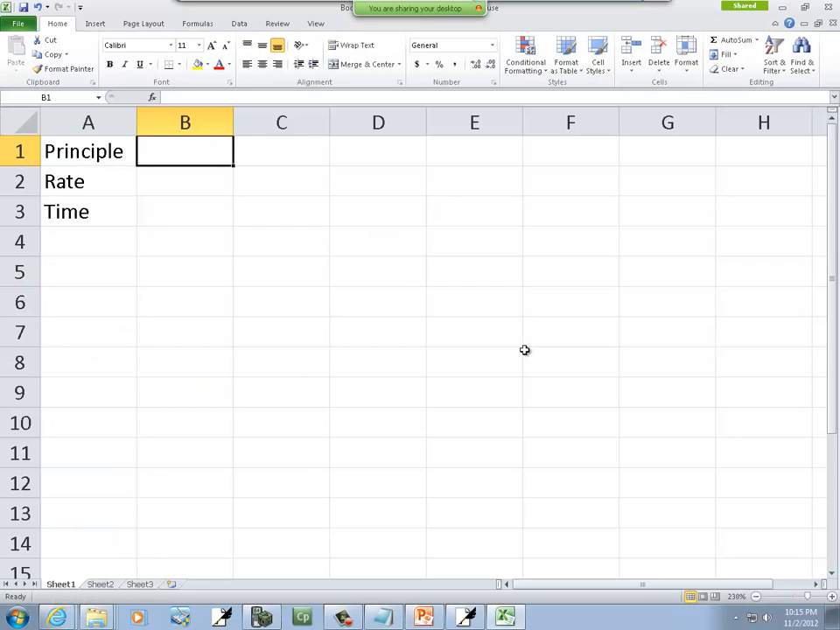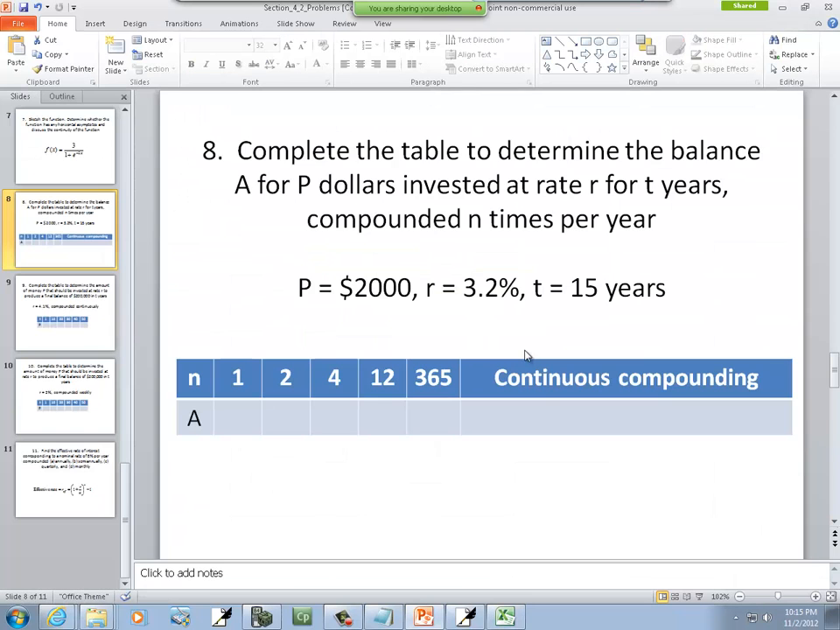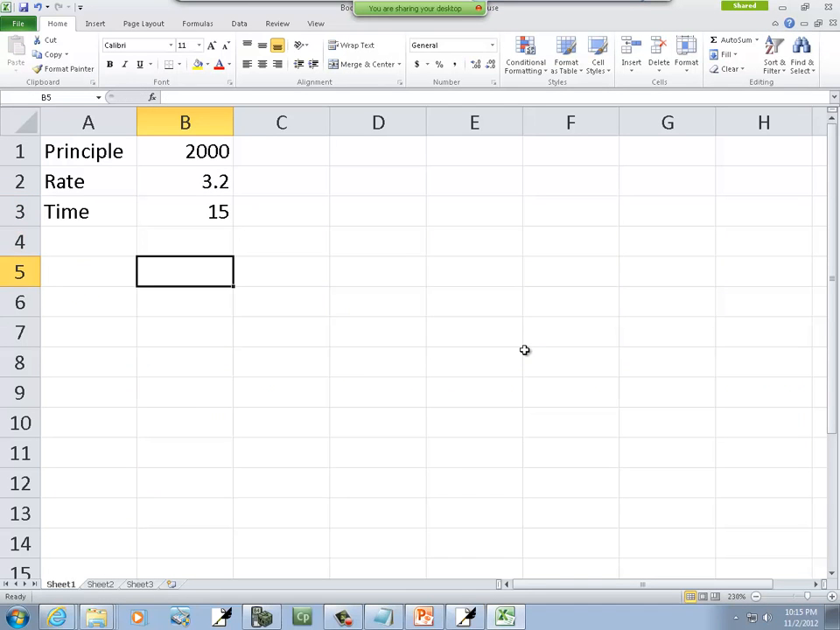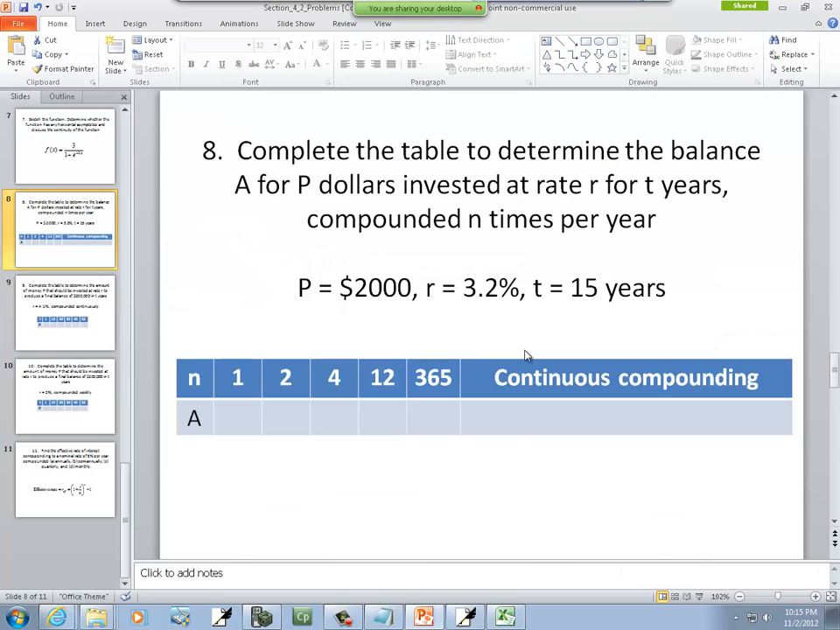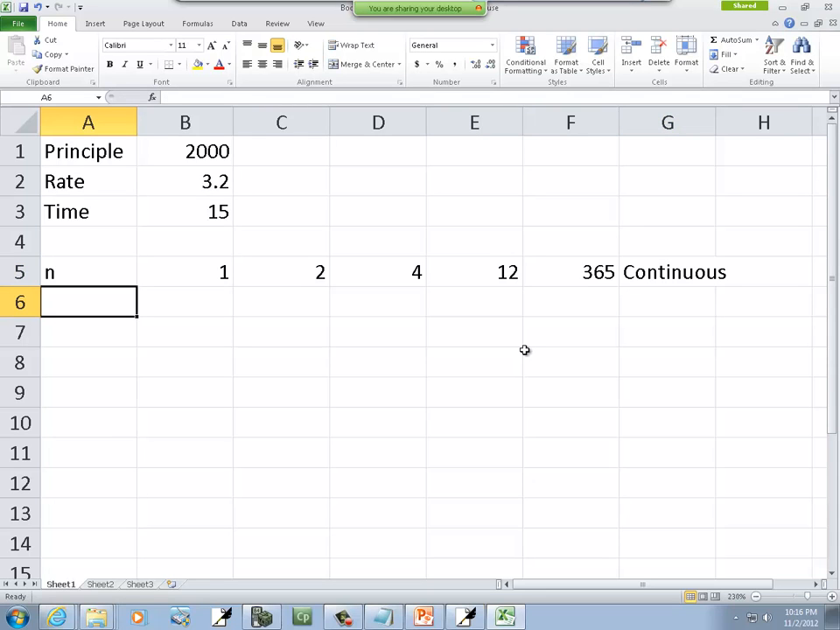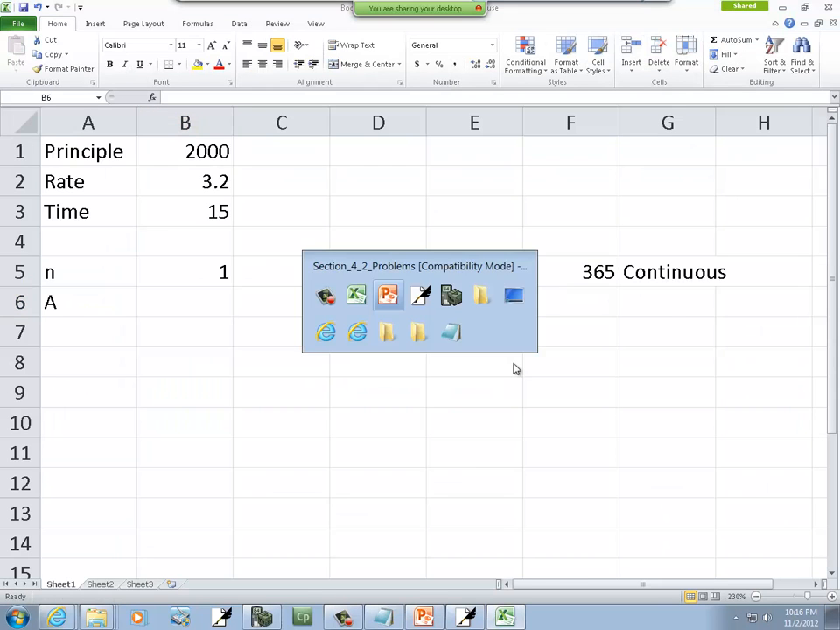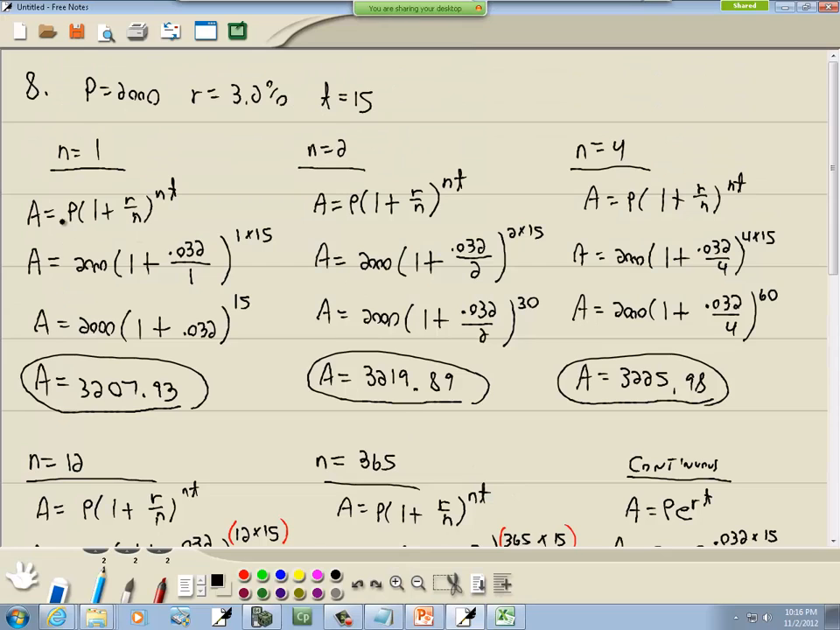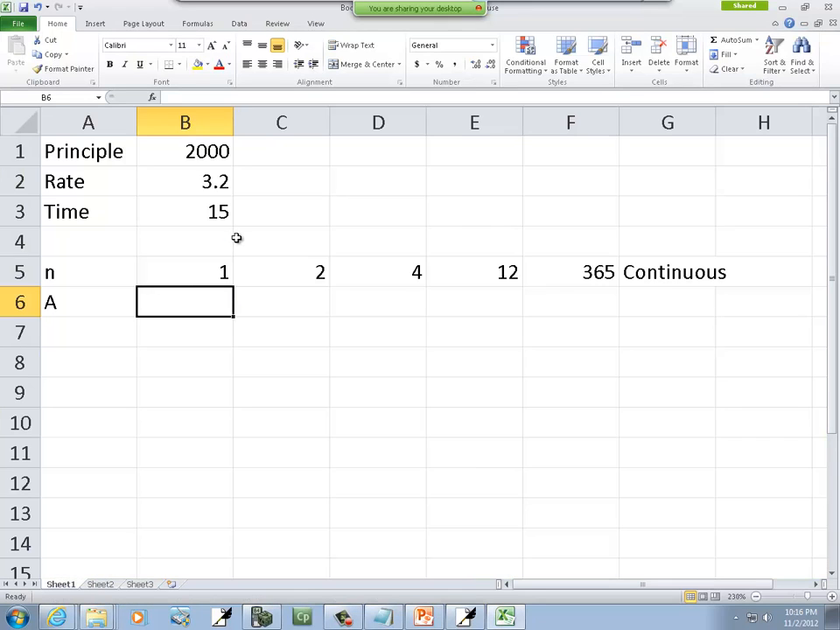So we got 2000, 3.2, and 15. And then table here, we got n, so 1, 2, 4, 12, 365, and continuous. And then this will be A here. Now, okay. Let's look at our formula. We got A is equal to P. So here I'm going to do an equals. And I wanted to point to the P. So I'm going to do a $B$1. That's absolute referencing, so it'll always point to B1.